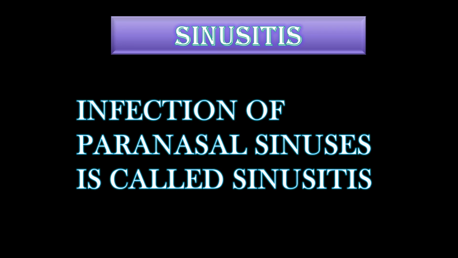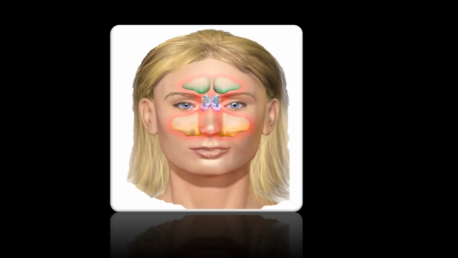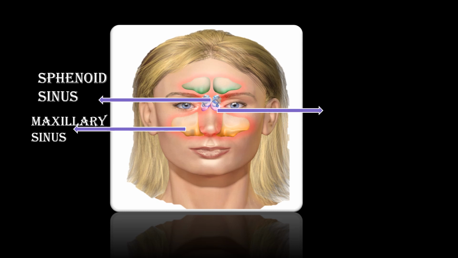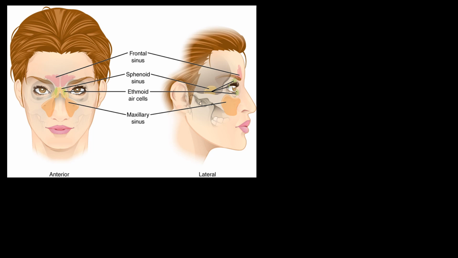Among all the upper respiratory tract infections, sinusitis affects a tremendous proportion of the population. Sinusitis is nothing but the infection of the paranasal sinuses. There are four paranasal sinuses, each corresponding with the respective bone from which it takes its name: maxillary sinus, sphenoid sinus, ethmoid sinus, and frontal sinus. Although sinusitis involves more than one sinus, the maxillary sinus is most commonly involved.